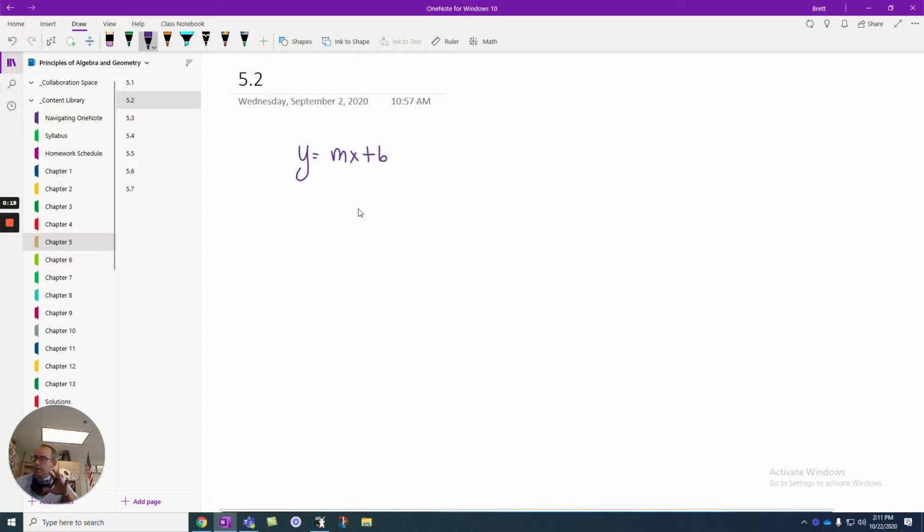Today we are going to deal with a few problems where the slope's not given and the y-intercept's not given. We're just going to have to dig that information out. And there's going to be a couple of ways we do that.